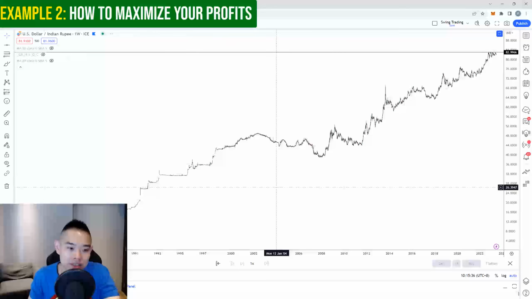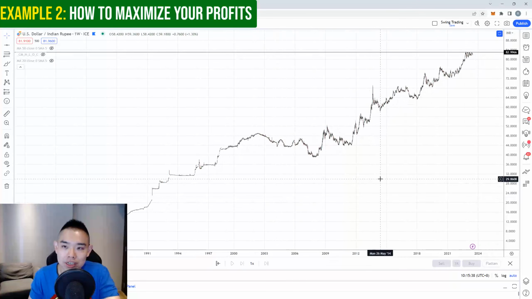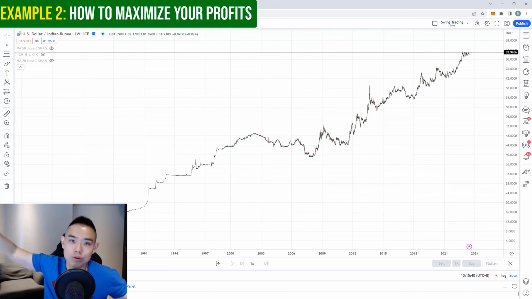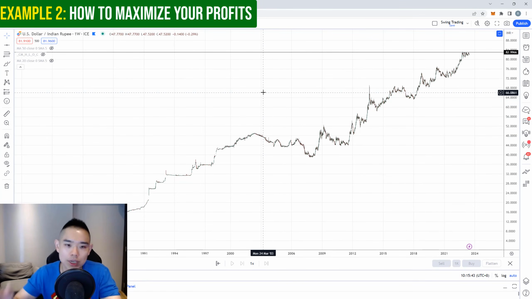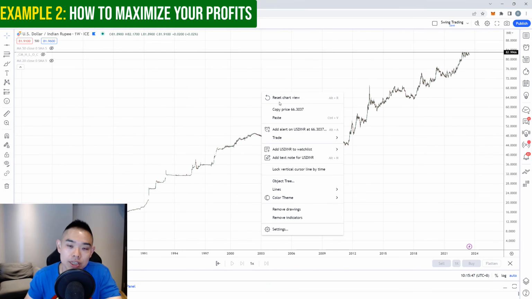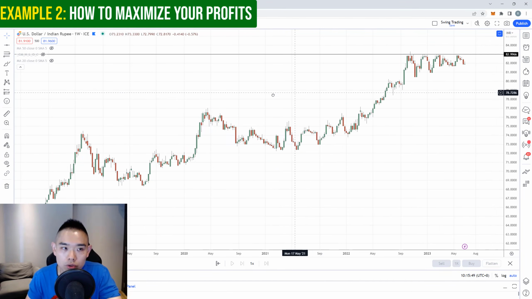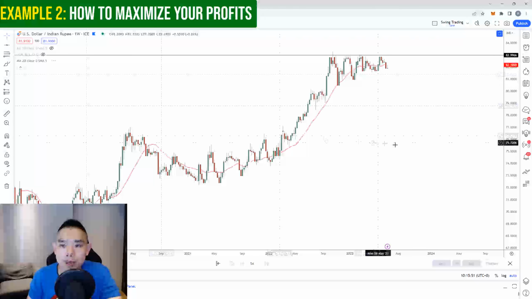I'm just going to zoom out. You can see since the 1980s, the dollar against the Indian rupee is in a very long-term uptrend. So of course, I don't expect you to ride such a long-term uptrend because by the time you'll be a grandpa already. So what you can do instead is just to ride a short-term uptrend. And one way to go about it is to use the 20-period moving average.